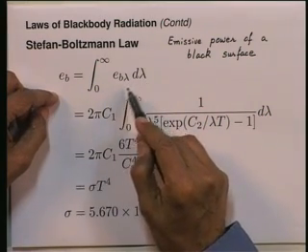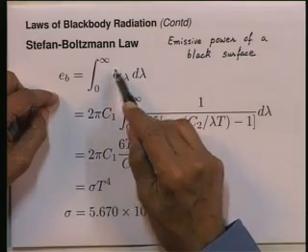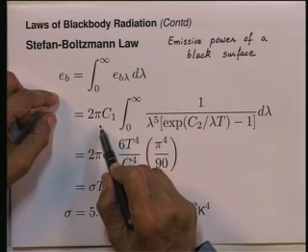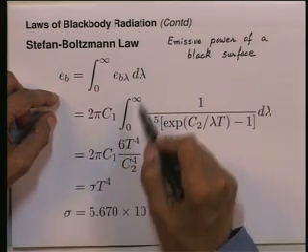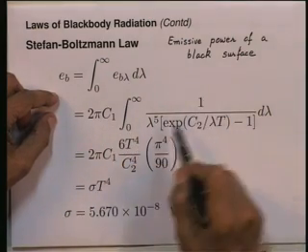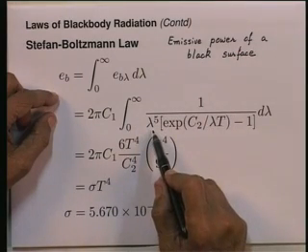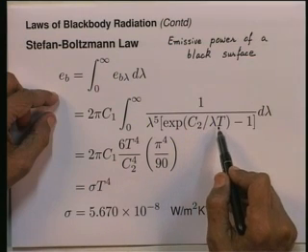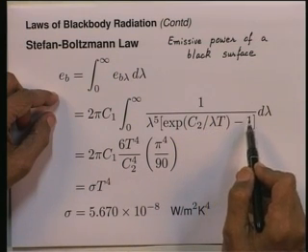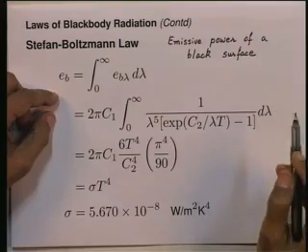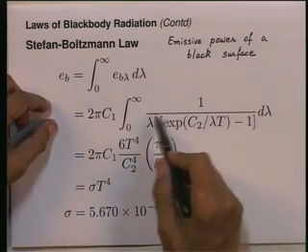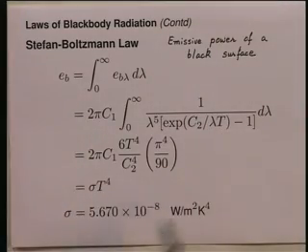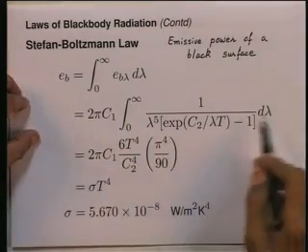So, let us substitute Planck's law for E b lambda. If I substitute Planck's law, I will get 2 pi c 1 integral 0 to infinity 1 upon lambda to the power of 5 into e to the power of c 2 by lambda T minus 1, the whole thing multiplied by d lambda. I have just substituted E b lambda from Planck's law into this expression. Now, we have to perform this integration.